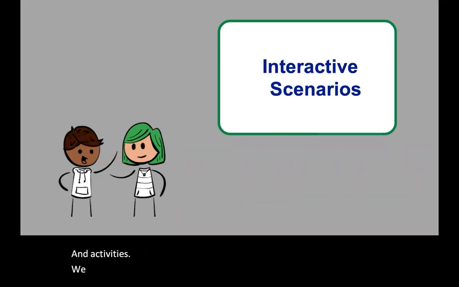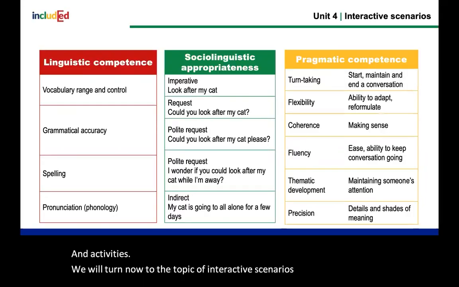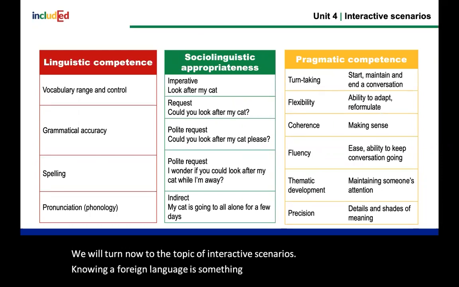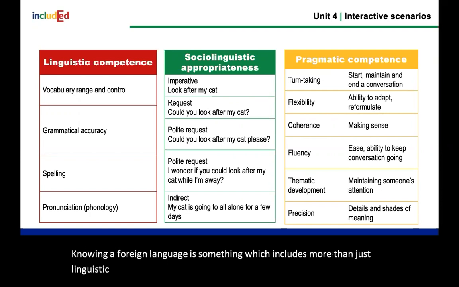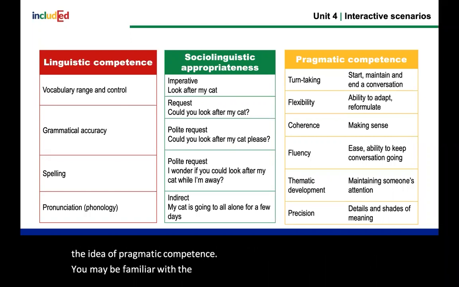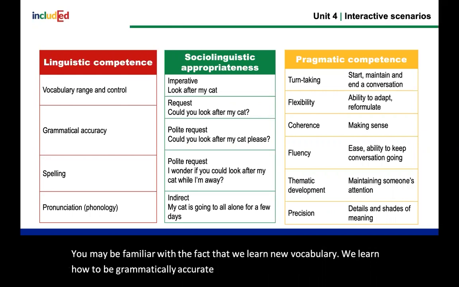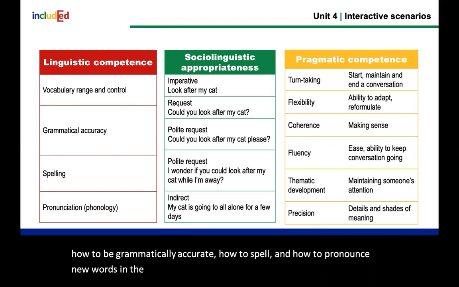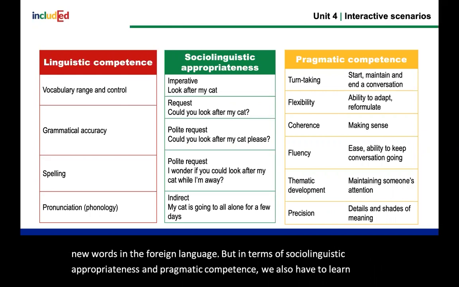We will turn now to the topic of interactive scenarios. Knowing a foreign language is something which includes more than just linguistic competence. It also involves sociolinguistic appropriateness and the idea of pragmatic competence. You may be familiar with the fact that we learn new vocabulary, we learn how to be grammatically accurate, how to spell and how to pronounce new words in a foreign language. But in terms of sociolinguistic appropriateness and pragmatic competence, we also have to learn new activities.